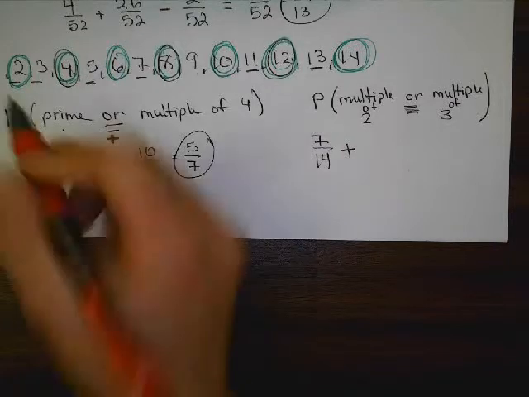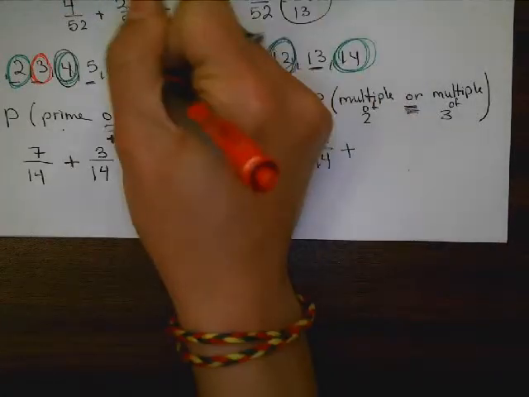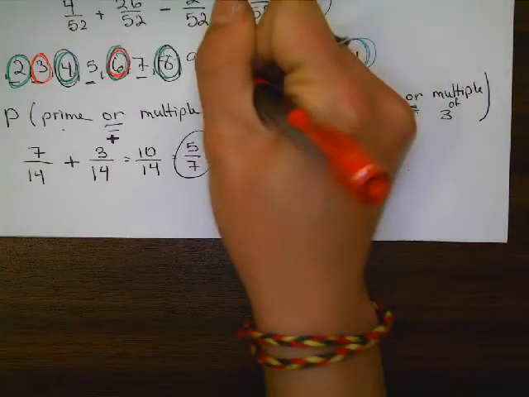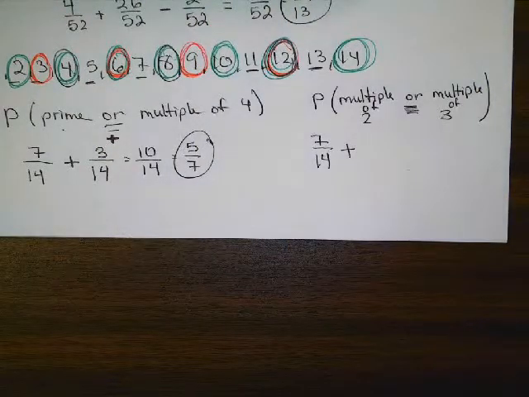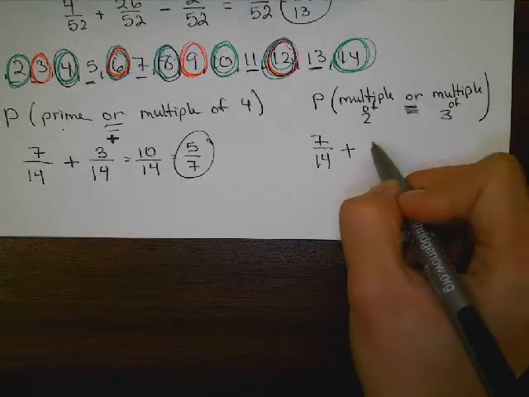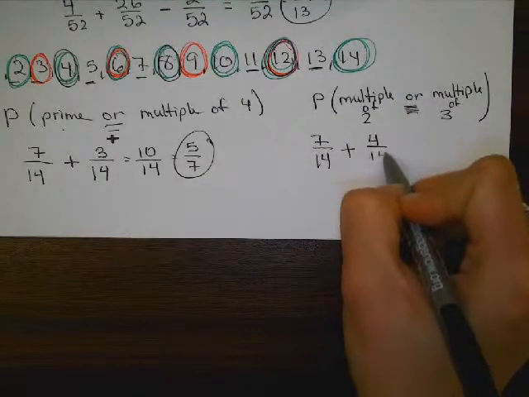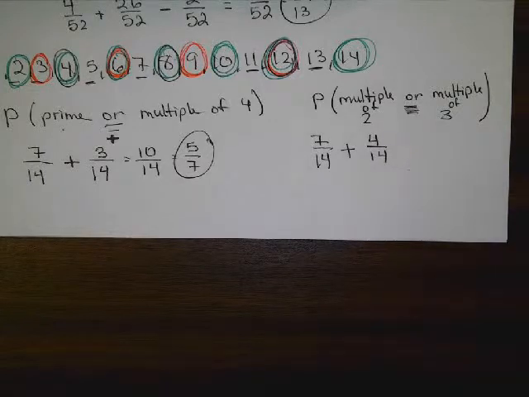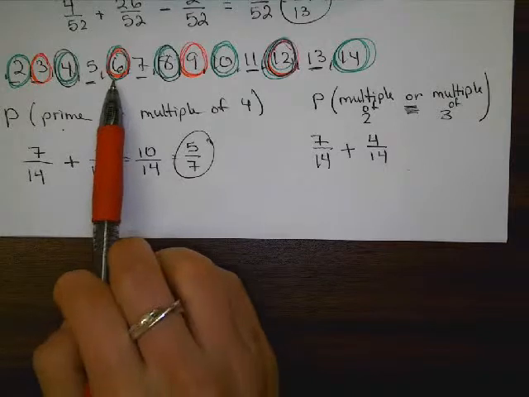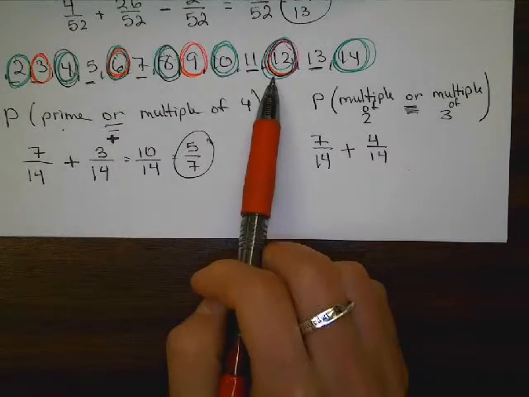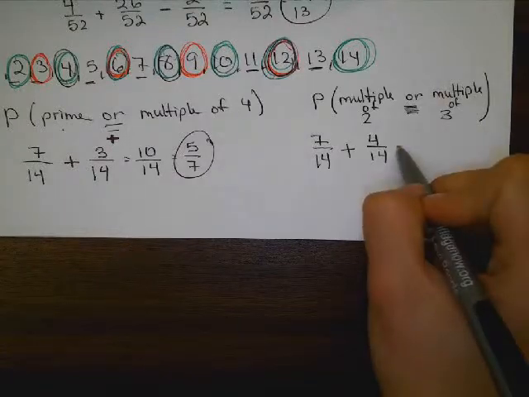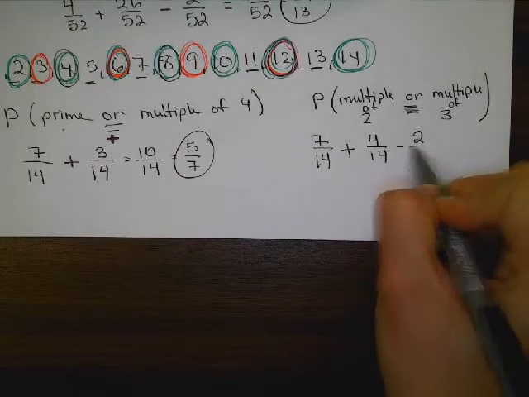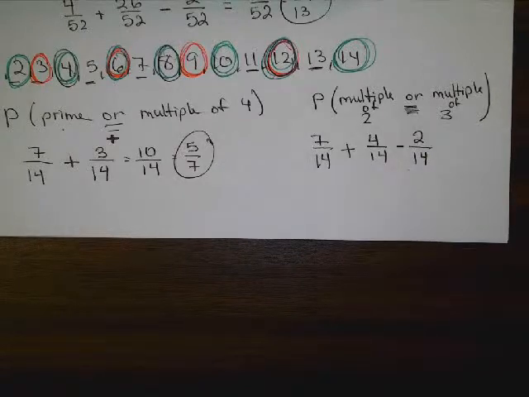Now my multiples of 3 are 3, 6, 9, and 12. That's 4 numbers. So I have 4 numbers out of 14 that are multiples of 3. However, you'll see here that I circled the 6 twice and the 12 twice. So in a sense, I've already counted them twice, and I don't want to do that, so I have to subtract that overlap of 2 numbers out of 14.